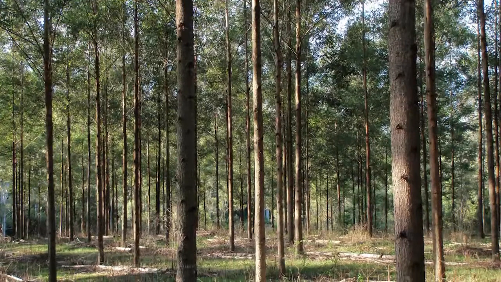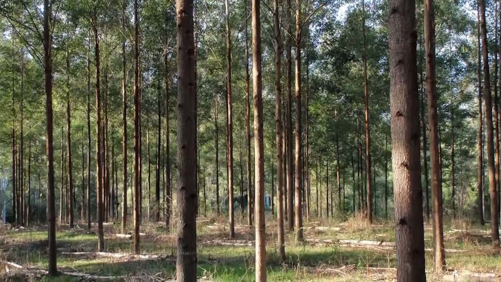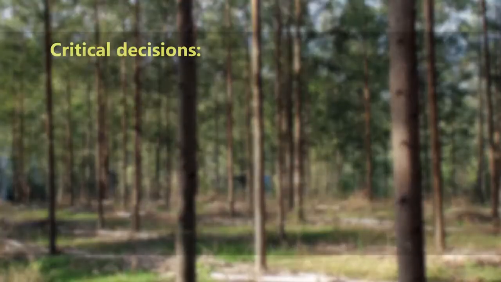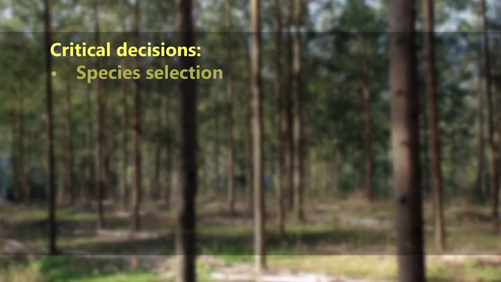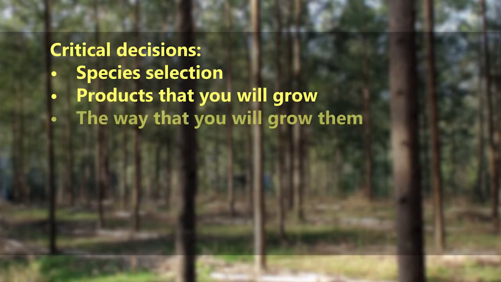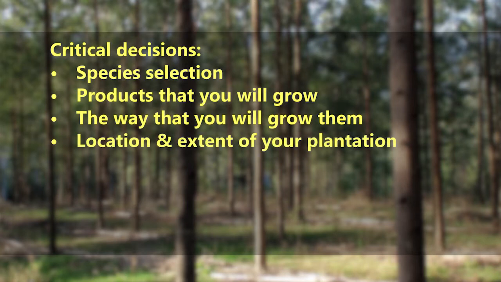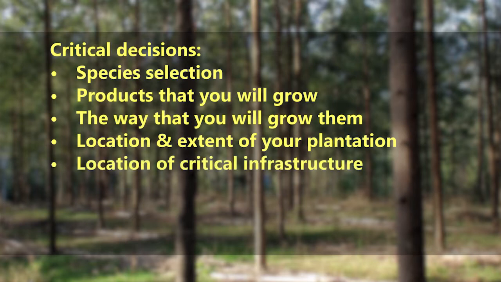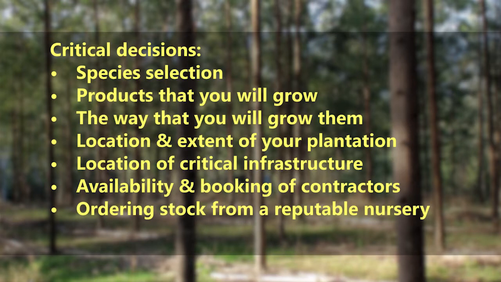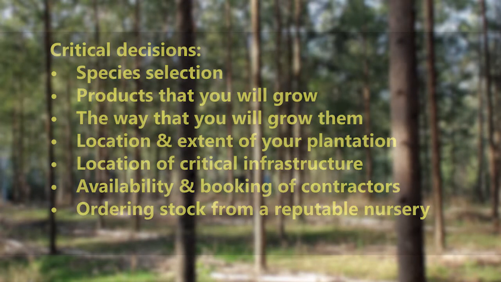By the time you're ready to begin operations, you will have made a number of decisions critical to the future success of your plantation. These critical decisions include species selection, potential future markets for the products that you will grow, the management techniques that are needed to produce these products, the location and extent of your plantings and how it relates to the native vegetation in the landscape, the placement of infrastructure, and the hiring of contractors and ordering your planting stock from a reputable nursery.